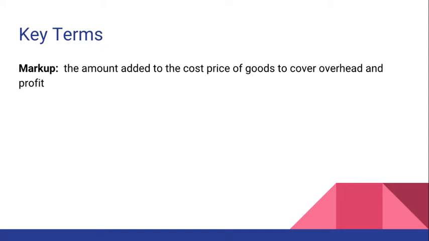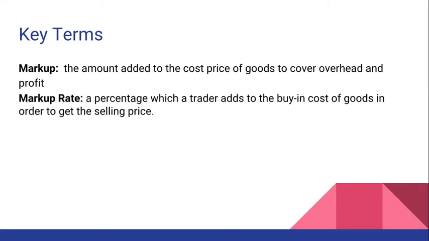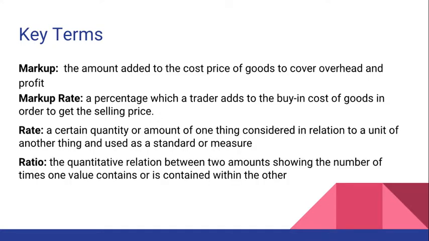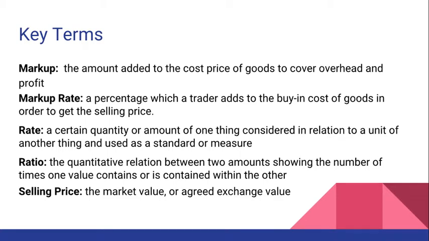Markup is the amount added to the cost price of goods to cover overhead and profit. Markup rate is a percentage which a trader adds to the buy-in cost of goods in order to get the selling price. Rate is a certain quantity or amount of one thing considered in relation to a unit of another thing and used as a standard or measure. Ratio is the quantitative relation between two amounts showing the number of times one value contains or is contained within the other. And our last one is selling price, which is the market value or agreed exchange value.